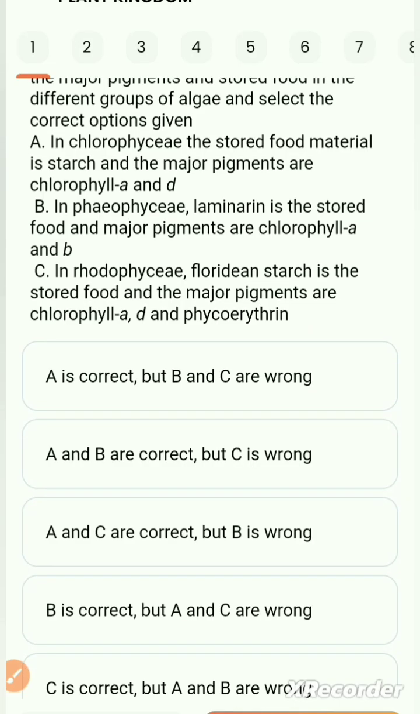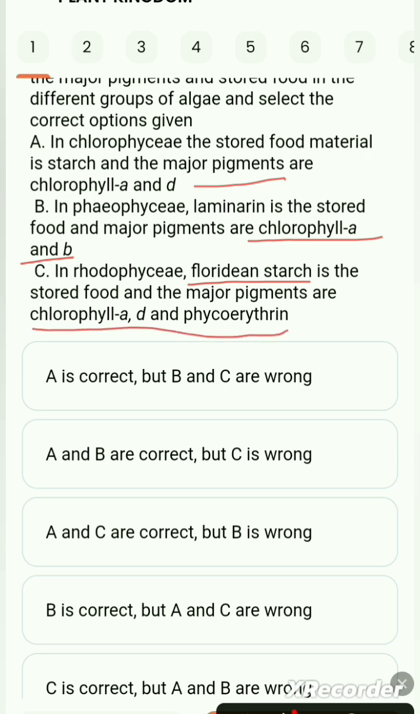First statement: in chlorophyceae, the stored food material is starch and the major pigments are chlorophyll A and D. So it is given like this. And in the next one, in phaeophyceae, laminarin is the stored food and the major pigments are chlorophyll A and B. In rhodophyceae, floridean starch is the stored food and the major pigments are chlorophyll A, D and phycoerythrin.